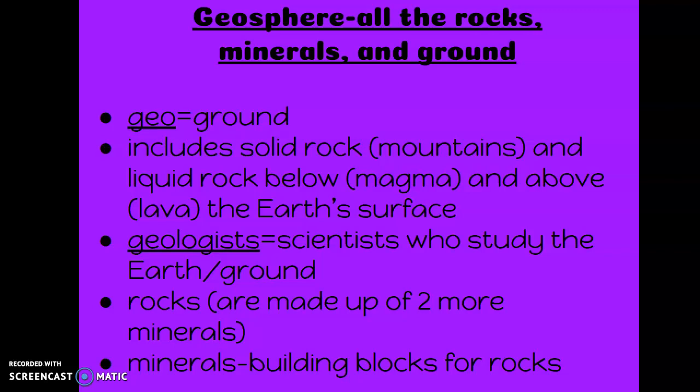So a geologist is a scientist who studies the earth or the ground. Rocks are made up of 2 or more minerals, and minerals are like the building blocks for rocks. There are about 4,000 types of minerals on Earth, and we use minerals in our everyday lives. For example, aluminum is used to make buildings and cars, and copper is used for electrical wiring and plumbing, like pipes in our homes.